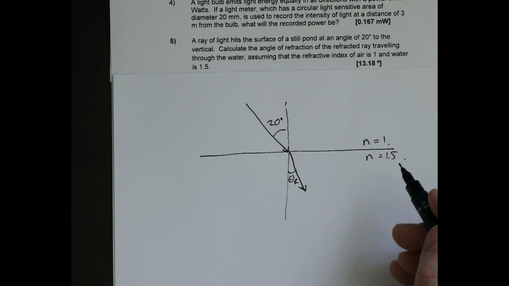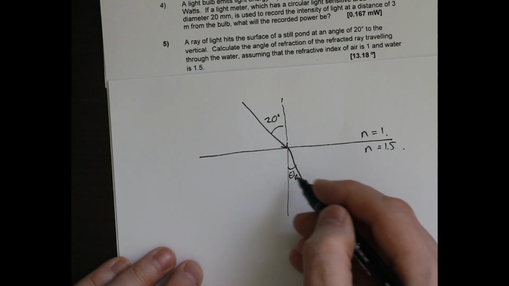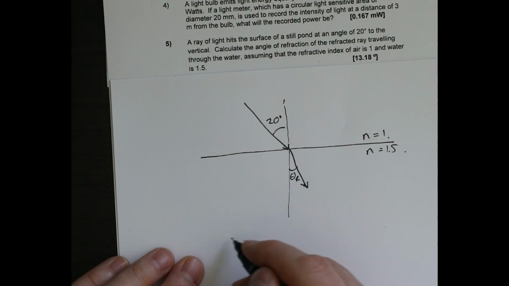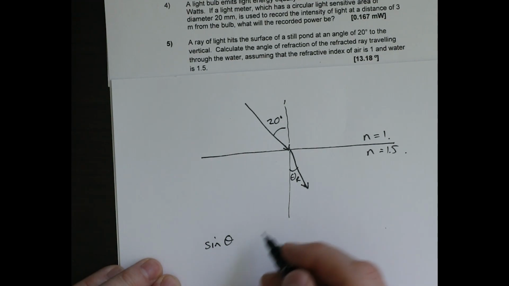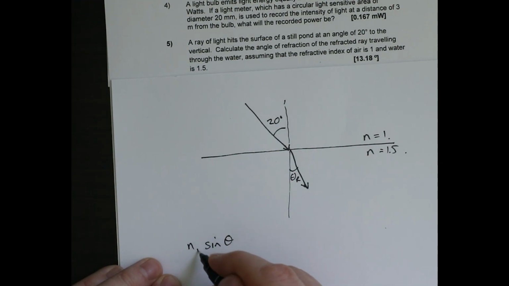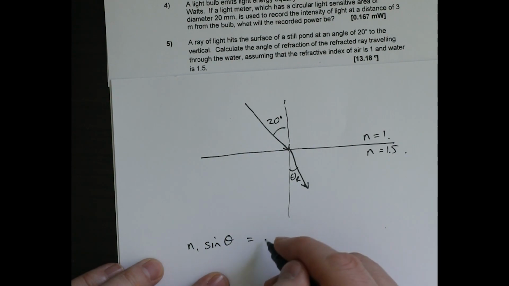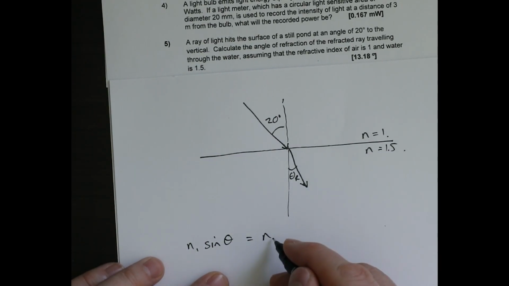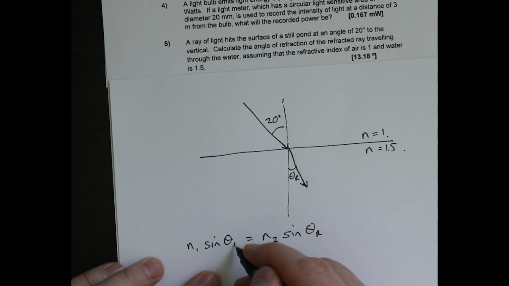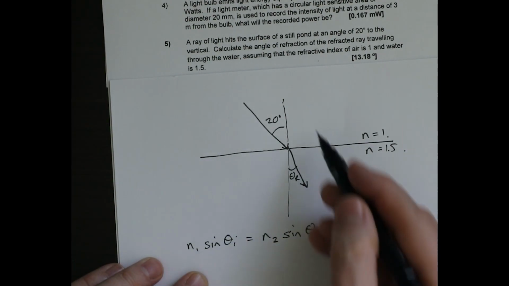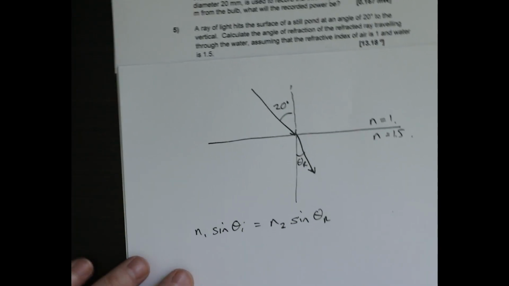So the way we do that is we use Snell's law. Snell's law states that if we have the incident angle, if we take the sine of that, sine theta, and multiply that by the refractive index, that's going to be equal to the refractive index of the other material times the sine of the refracted angle. So I'll just put an I and an R to indicate that's the incident angle here, and this is the refracted angle that we see there.